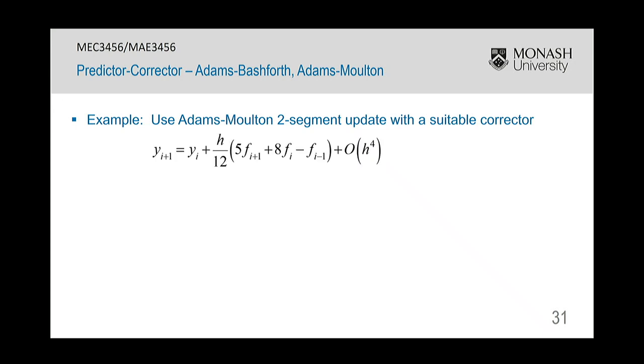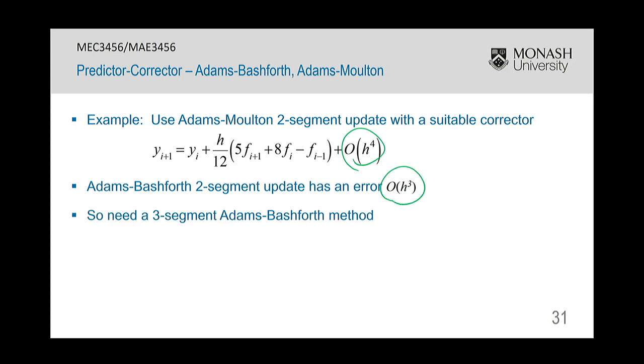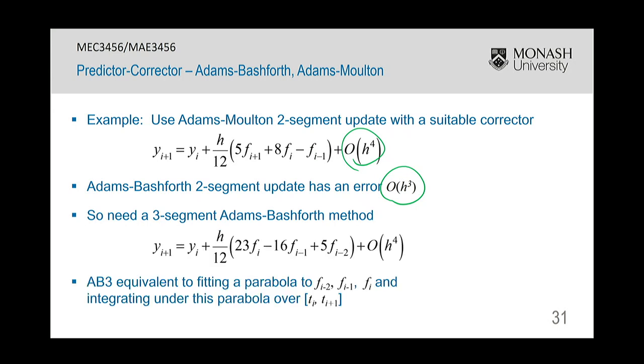Let's have an explicit look at an example of using an Adams-Moulton two-segment update with a suitable predictor. So this is the two-segment update that we derived previously. The two-segment Adams-Bashforth method has an order of error that's h cubed. So this and this aren't compatible. So we need to move to a three-segment Adams-Bashforth method in order to get something which has the same order of error. And it turns out that the three-segment Adams-Bashforth method is equal to this expression here, and that AB3, which is this scheme, is equivalent to fitting a parabola to the points f_{i-2}, f_{i-1}, and f_i, and then integrating that parabola over the interval t_i to t_{i+1}.